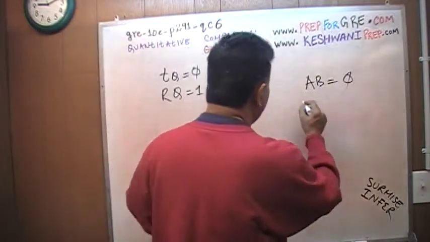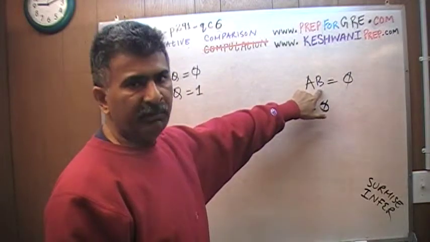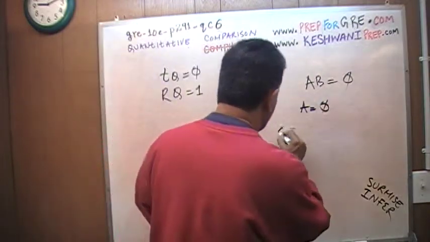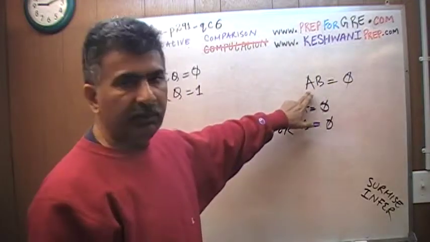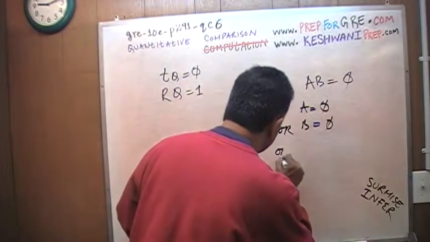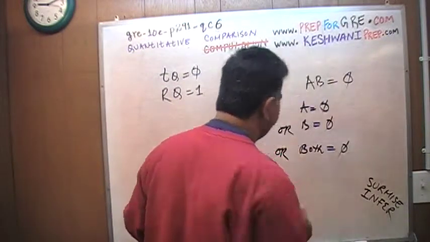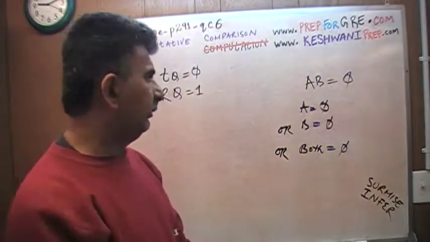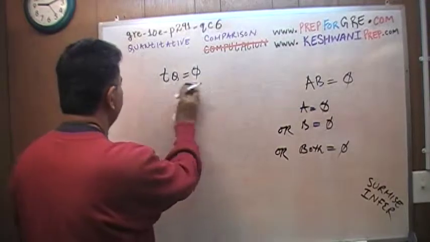One is that A is equal to 0. If A is equal to 0, then A times any quantity B would be 0. Or B is equal to 0. If B is 0, then whatever A is, 0 times A would be 0. Or, of course, a third possibility, which is both are equal to 0. And, of course, 0 times 0 would be 0. So that's what's going on here. Let's make a note here.